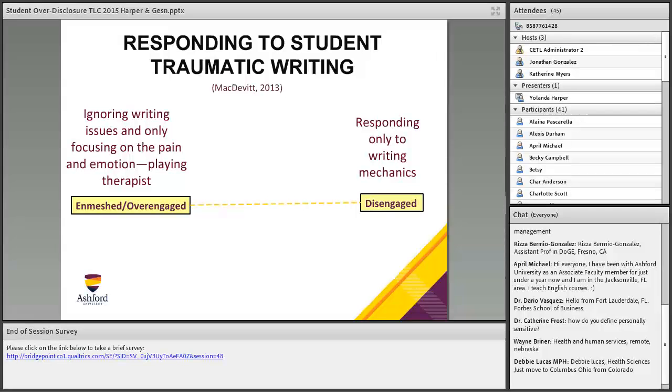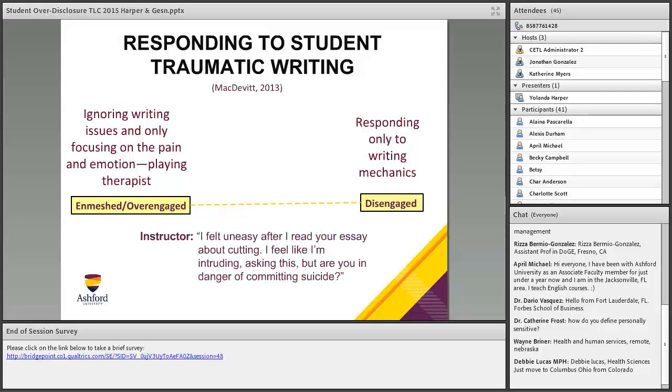tactfully speaking our minds. McDavid recommends using I statements instead of you statements and gives an example, such as, I felt uneasy after reading your essay about cutting. I feel like I'm intruding asking this, but are you in danger of committing suicide? So this is much easier for a student to hear rather than, you sound pretty disturbed. Are you trying to think about killing yourself?